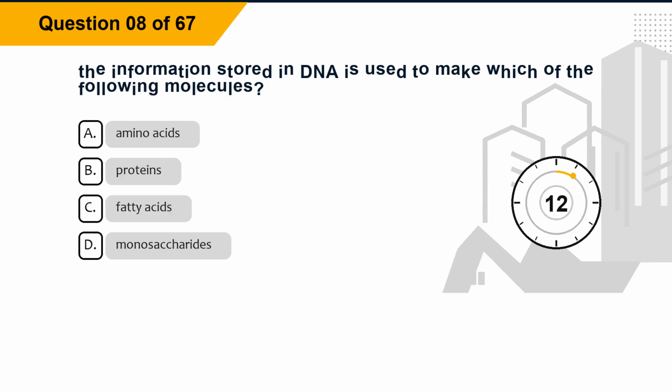Question 8. The information stored in DNA is used to make which of the following molecules? Option A, amino acids. Option B, proteins. Option C, fatty acids. Option D, monosaccharides.